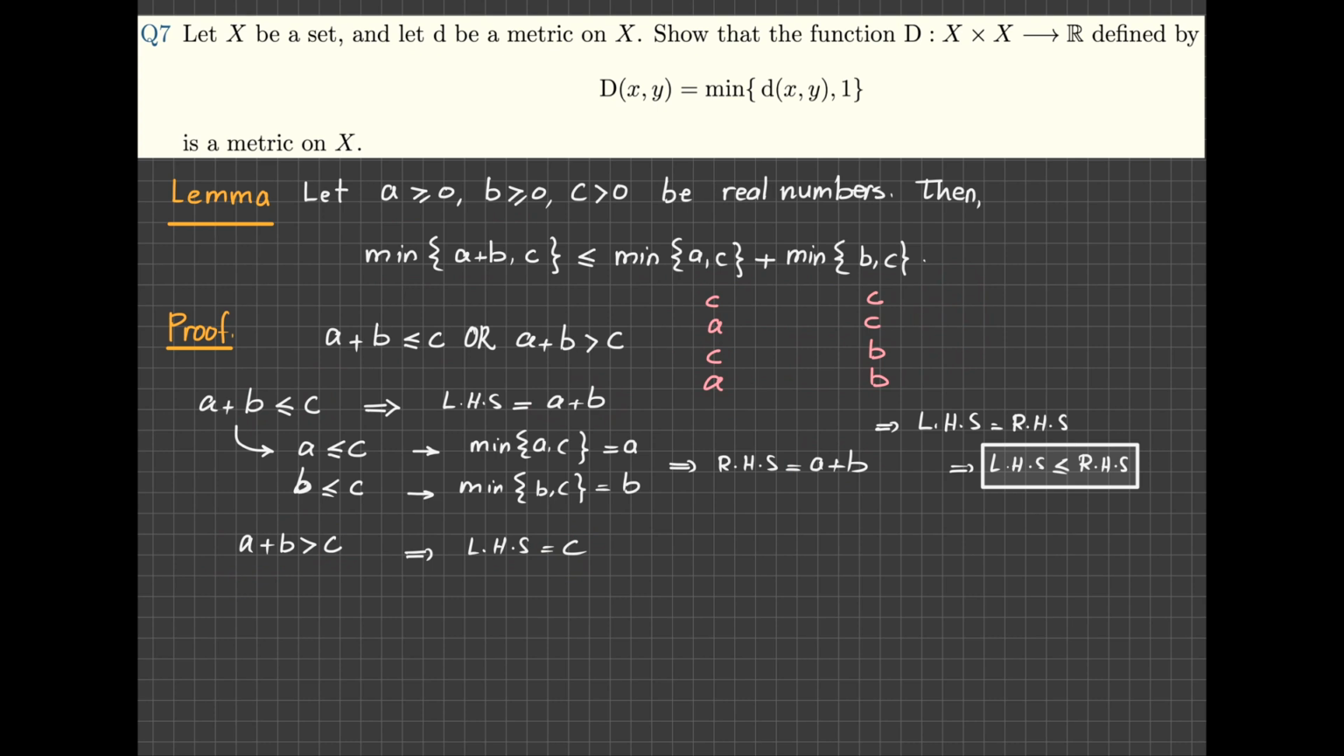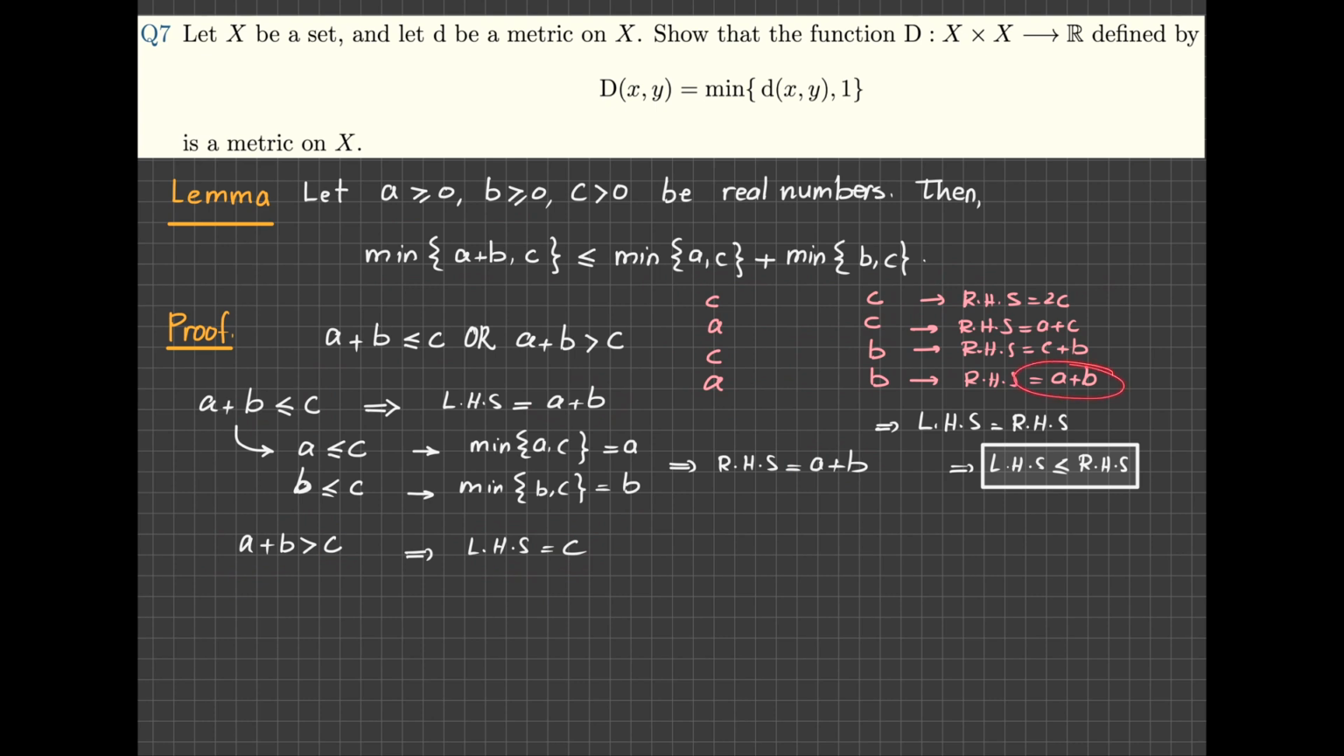So you see that in all cases that I have, in this case, the right-hand side is simply 2C. In this case, the right-hand side is simply A plus C. In this case, the right-hand side is C plus B. And in this case, the right-hand side is A plus B. Okay? And in all these cases, the left-hand side is just simply C. So if this happens, I am done. If this happens, I am done. If this happens, I am done.